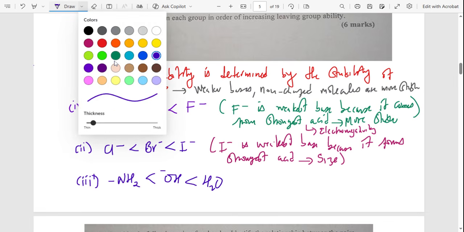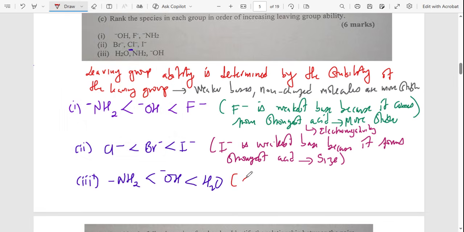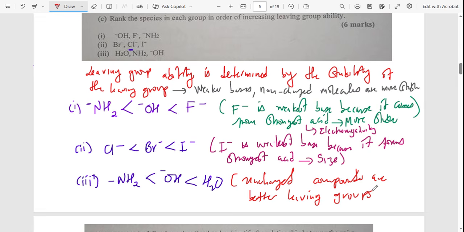Okay, so the reason is very simple. Uncharged compounds are better leaving groups. Hope that makes sense. Are we okay so far? Great.